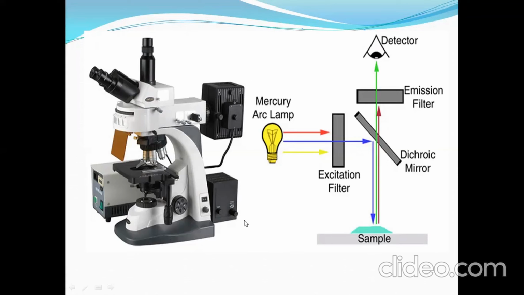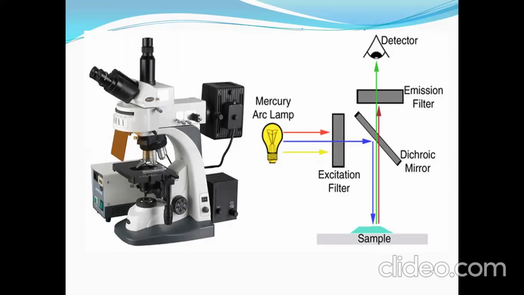Excuse me, ma'am. Yeah. So why do we need an emission filter? In the sense that it only filters out light of certain wavelength. So won't that decrease the intensity of light from the sample?